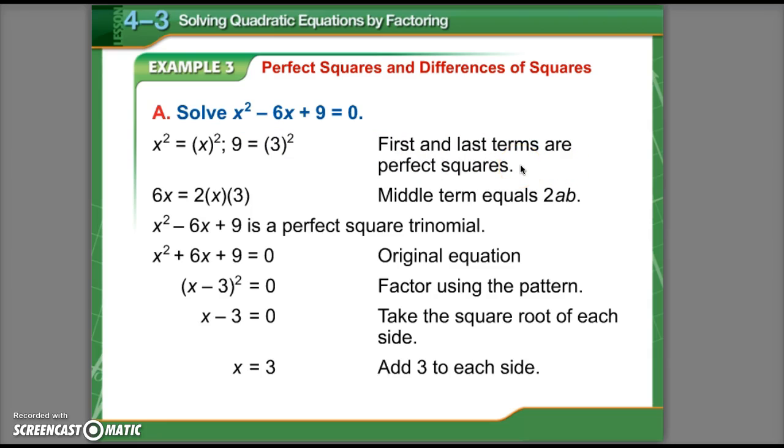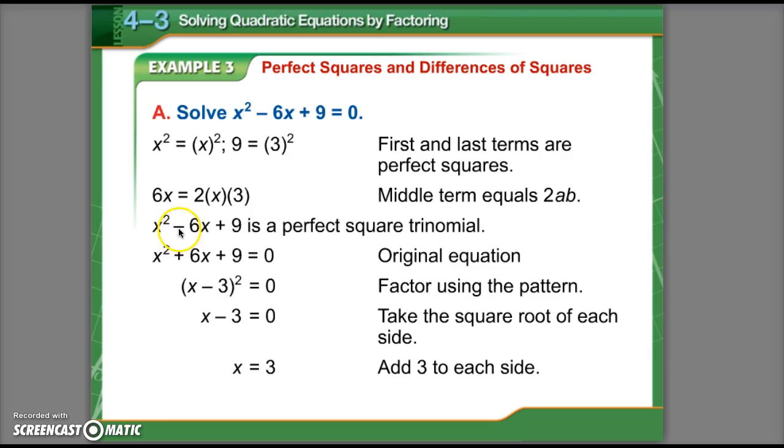And then we need to check and see if the middle term is going to equal 2 times a times b. So basically what this first and last term being perfect squares meant was that if this first term is a, this is b. My fault, I'm sorry. So 2ab, 2 times x times 3, that gives us 6x. Does that match up here? Yeah, it matches. This is 6x and this is a 6x. So that tells us that x squared minus 6x plus 9 is a perfect square trinomial.